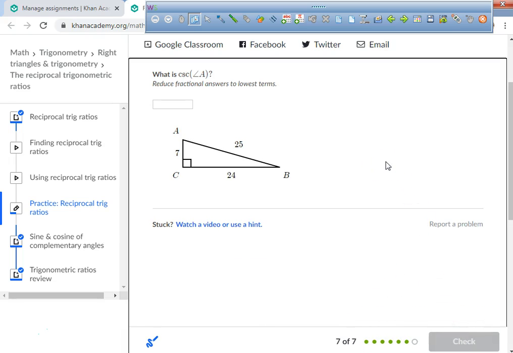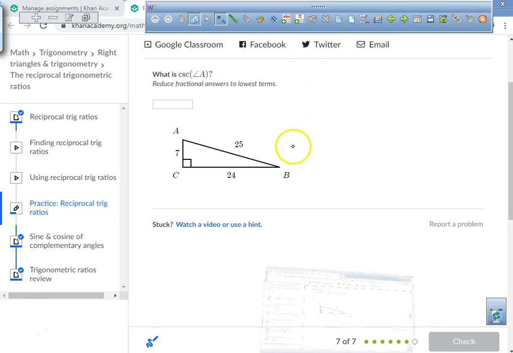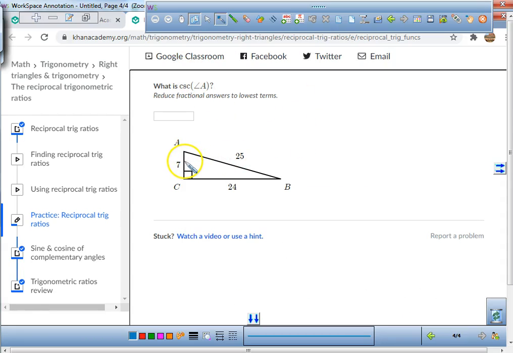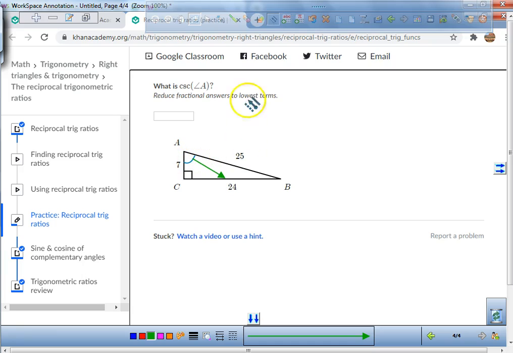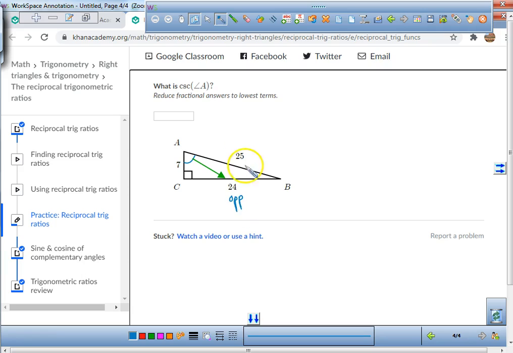All right, last one. Cosecant of A. Ooh, I'm not going from B, I'm going from A. So I'm drawing an arc across the A. Drawing the arrow going across. This is my opposite side. This is my hypotenuse. This is my adjacent side.